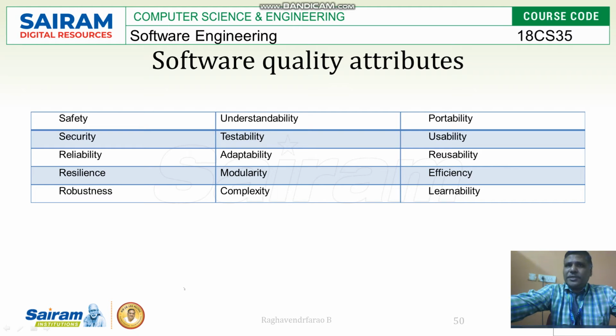The attributes are here. You can see safety. Under safety, we will have security. Safety, security, reliability, resilience, robustness, then understandability, testability, adaptability, modularity, complexity, portability, usability, reusability, efficiency, learnability. All these things are quality attributes. Everywhere these things are getting applied.